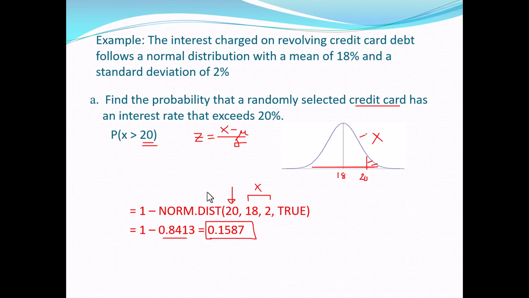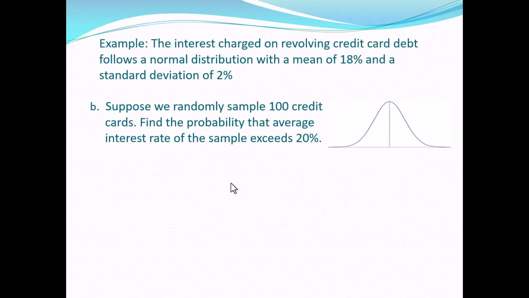That's what the X problem looks like, which of course leads to the question, well, what does the X bar question look like? Here you go. Suppose we randomly sample 100 credit cards. Find the probability that the average interest rate of the sample exceeds 20%. So I still have a picture that looks like this. I still have a value of 20 out here, except now, look, I have a sample of size 100, and I'm interested in an average. The other word I could use here would be the mean interest rate.